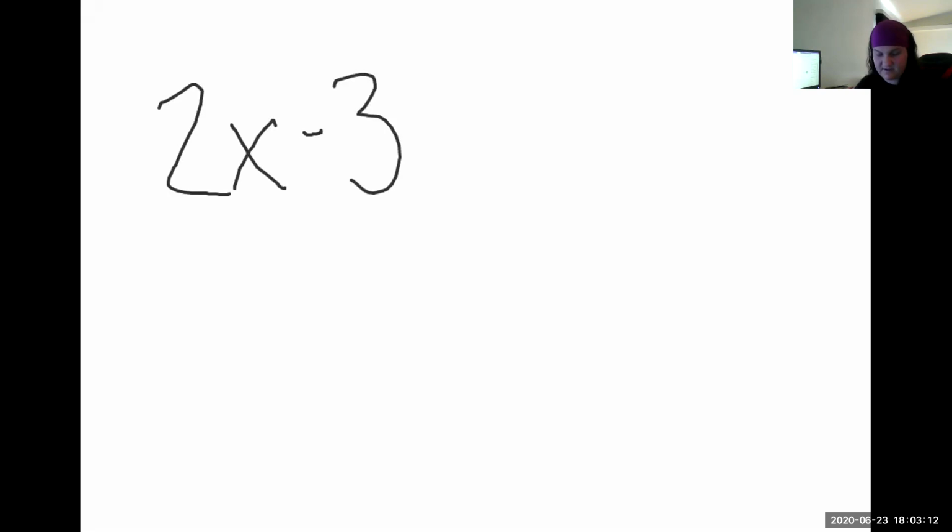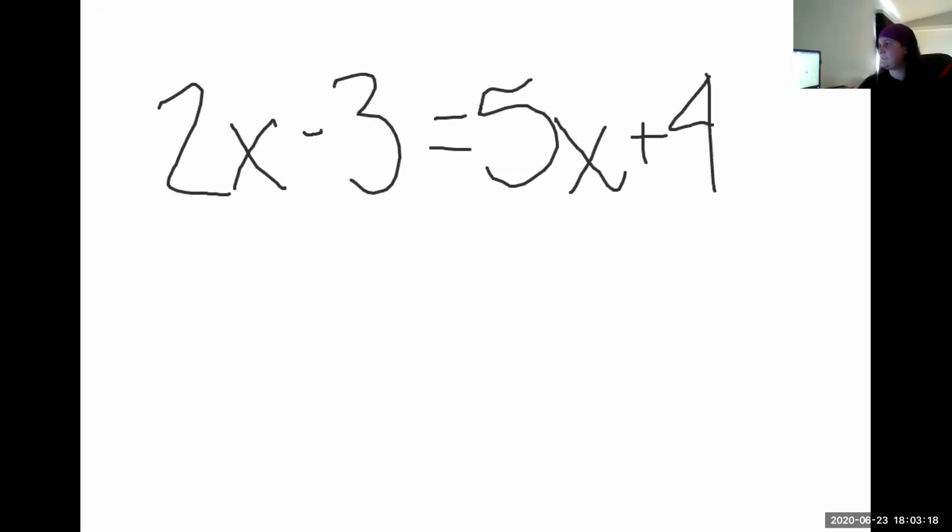Okay. Now, if we are given the equation 2x minus 3 equals 5x plus 4, what's the first step that we do to solve this equation? Well, do we subtract 3 from both sides? No. If we were going to try to do that, we would add 3 to both sides. So we know that A is incorrect. Would we add 4 to both sides? No, that's also incorrect. We would subtract 4 from both sides. Would we subtract 2x from both sides? Yes, C is our answer.